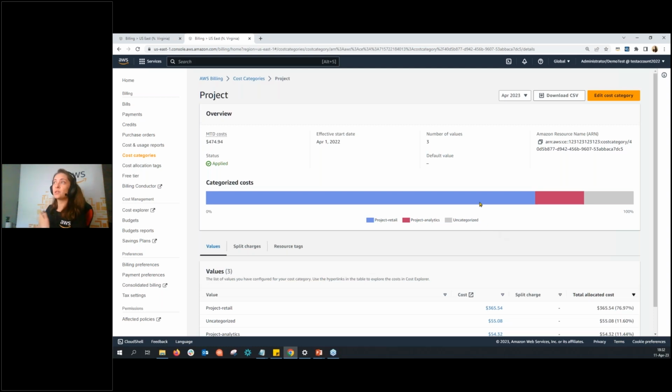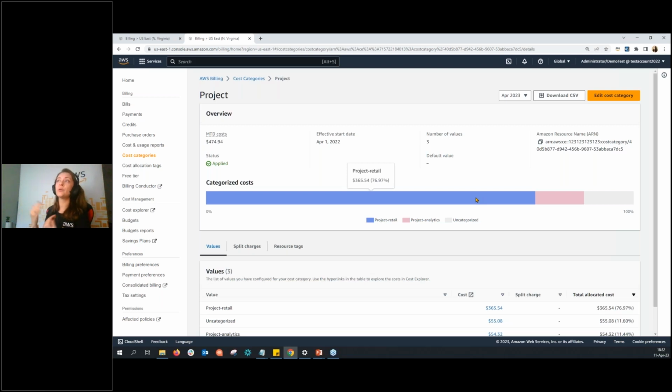So then I can create a cost category that will combine all of those specific tag keys into one category. So now, in the background behind this one cost category, I could actually have multiple different resources from multiple different accounts and multiple different teams represented or allocated to this particular category, which will be called, let's say, project retail.